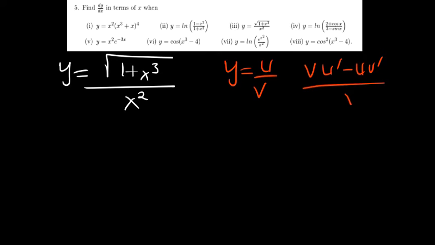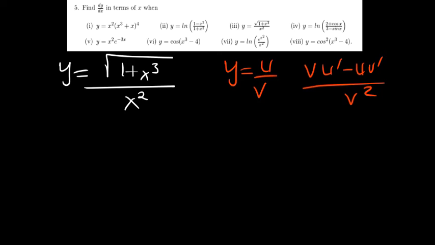Alright, question 3 is very simple. Just apply the quotient rule. Feel free to pause the video and try it out. We have the square root of 1 plus x to the power 3 divided by x squared. We have two different functions dividing, so we'll use the quotient rule. The quotient rule tells us, if you have u over v, the formula is v times u prime minus u times v prime, over v squared.